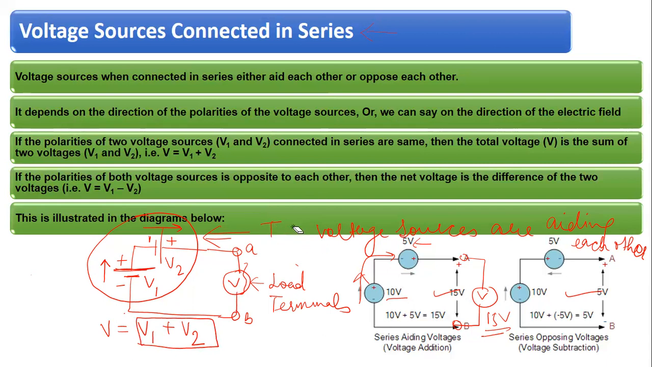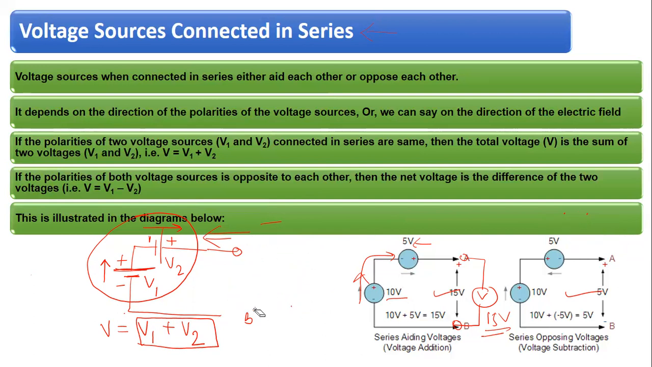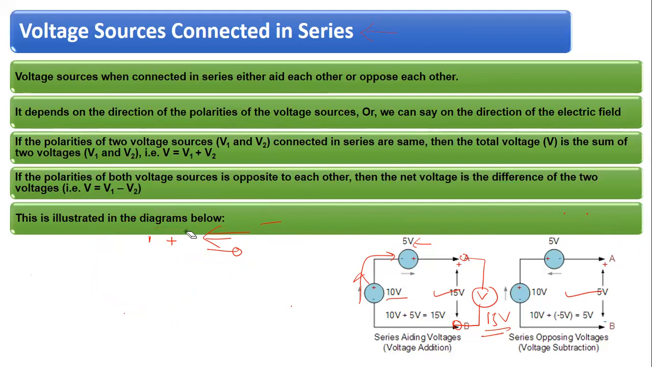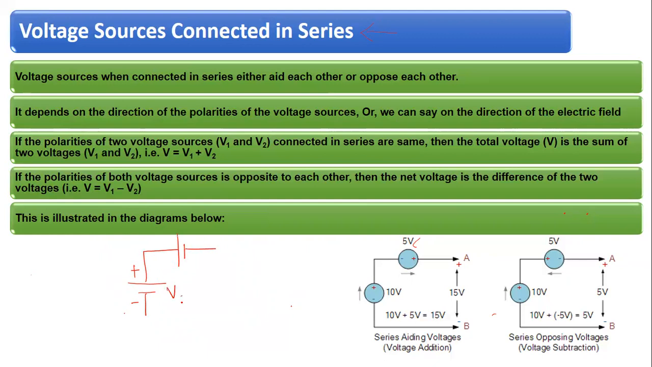Now, if we take a second case, wherein the voltage sources which are connected are not in same direction, means their polarity is not in same direction, in that case, what will happen? For example, if you have a voltage source with positive terminal and negative terminal, and then you have another voltage source connected in the same path which is coming in series, let us say this is V1 and this is V2, wherein V2 is coming in series with V1, right?